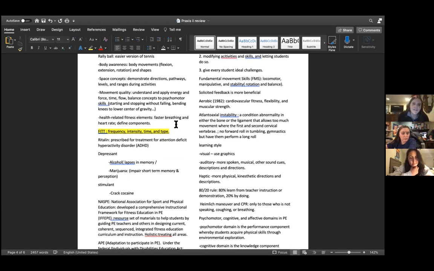Health-related fitness elements: faster breathing and heart rate defined components. FITT: frequency, intensity, time, and type.